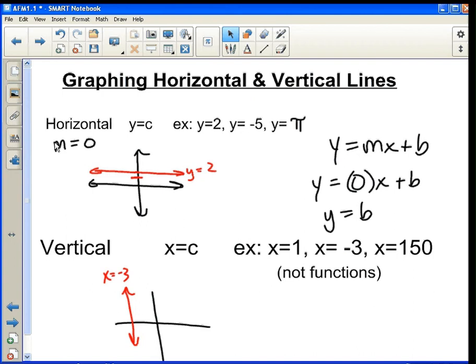If you remember from a previous math class, you probably learned that you could use the vertical line test to determine if something was a function. Well, a vertical line is certainly not going to pass the vertical line test since it is one. If you try to pass a vertical line over it, it's going to hit every single point in the whole thing all at once. So these are not functions. So you've got to remember horizontal goes with y equals a number, and vertical goes with x equals a number.